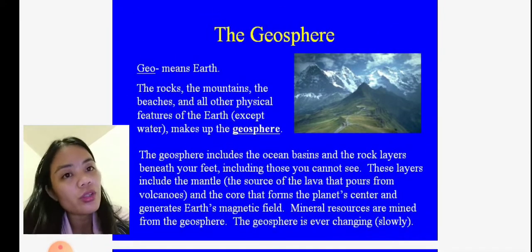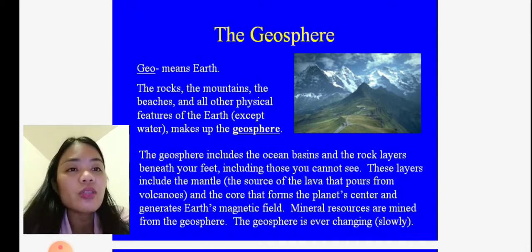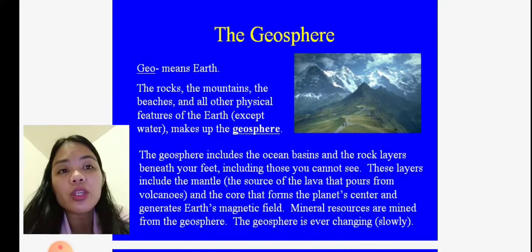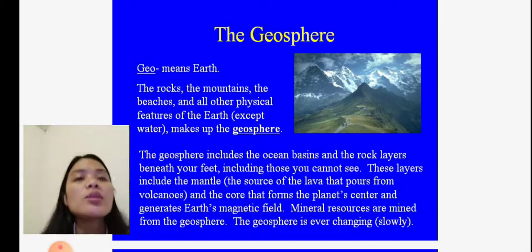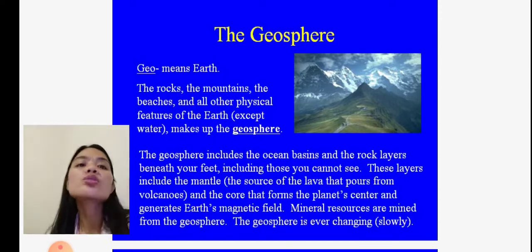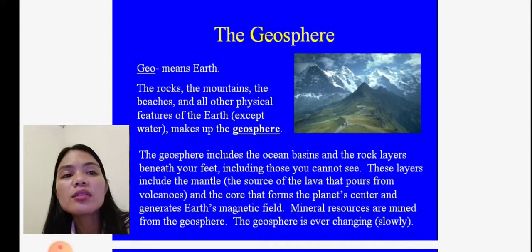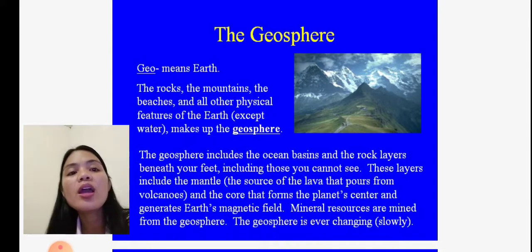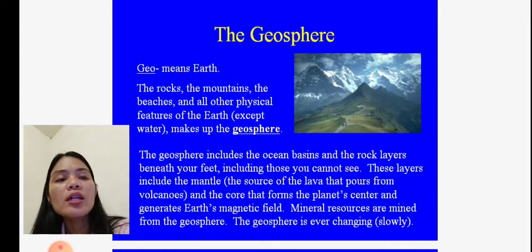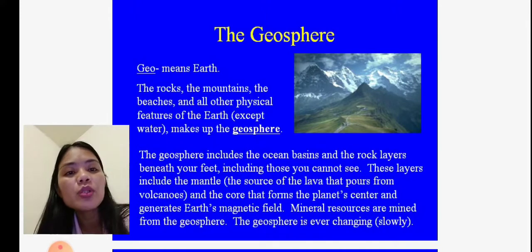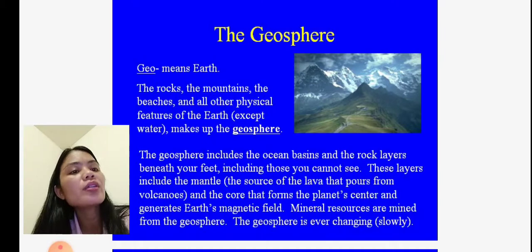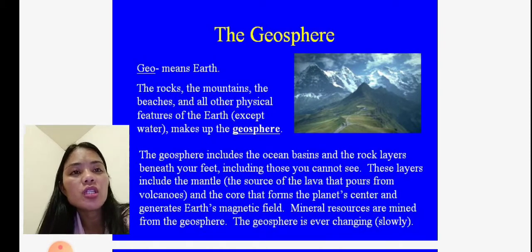Geo means earth, the rocks, the mountains, the beaches, and all other physical features of the earth, except water. It makes up the geosphere. It includes the ocean basin, the rock layers beneath your feet, including those you cannot see. These layers include the mantle, the source of the lava that pours from volcanoes, and the core that forms the planet's center and generates Earth's magnetic field. Mineral resources are mined from the geosphere. The geosphere is ever-changing slowly.